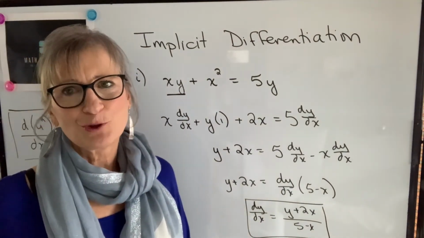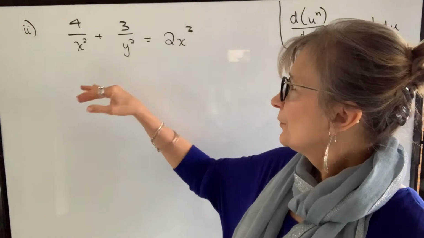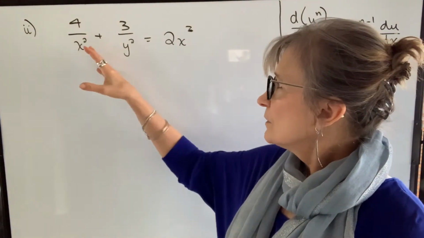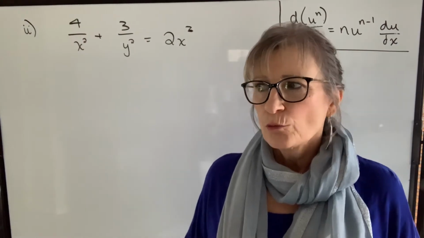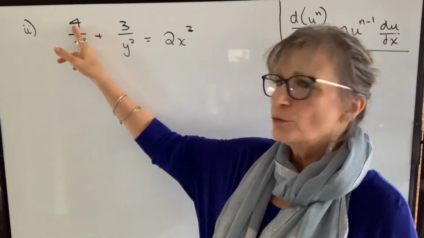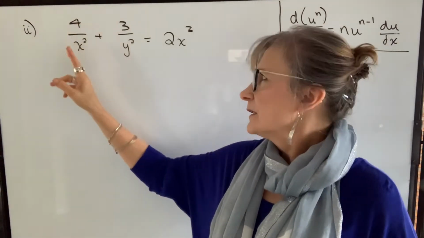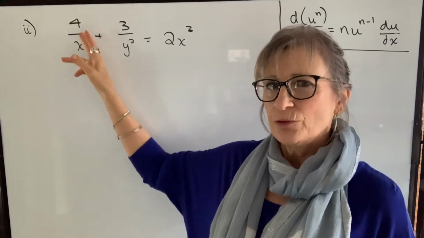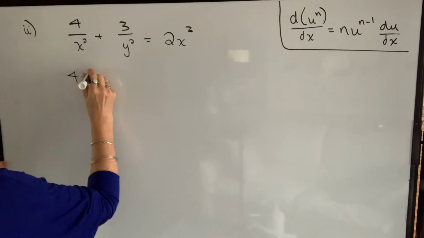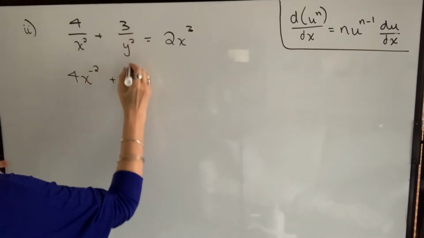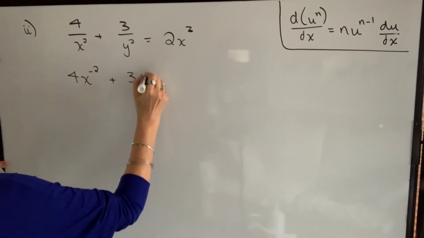Let's take a look at some more. In our next example, we can rewrite these terms so that we're not having to deal with quotient rule. Remember, when your numerator is a constant, you don't need to work with quotient rule. You can rewrite this as 4 times x to the negative 2, and you can rewrite this as 3 times y to the negative 2.